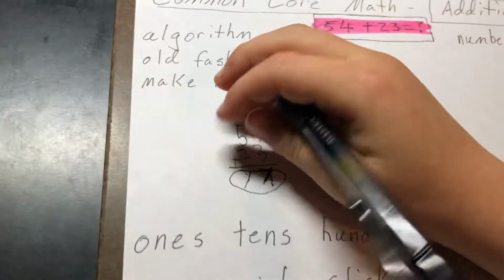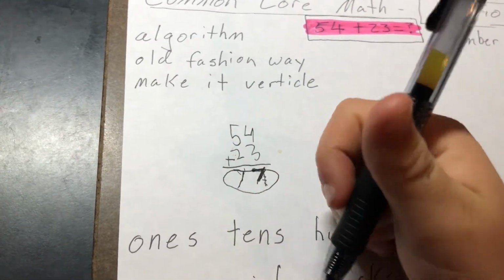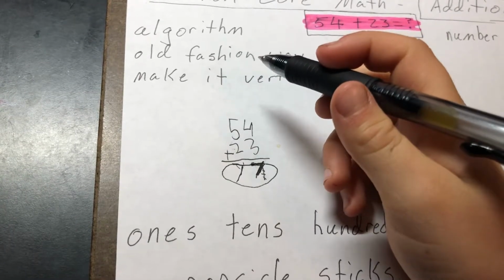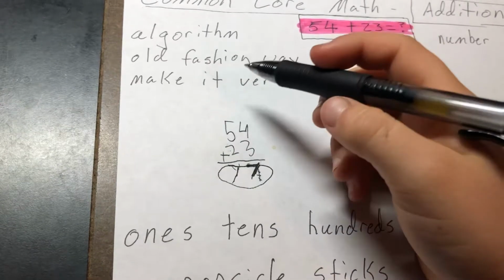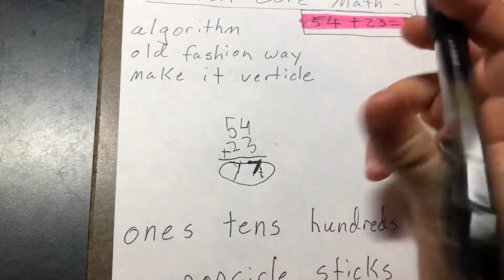Good job, buddy. All right, that's the algorithm, the old-fashioned way. Make it vertical, however you want to say it. If you are older than the age of 25, this is most likely how you were taught to add, at least if you're in the United States or taught in that same fashion. All right, let's move on to more Common Core style problems.